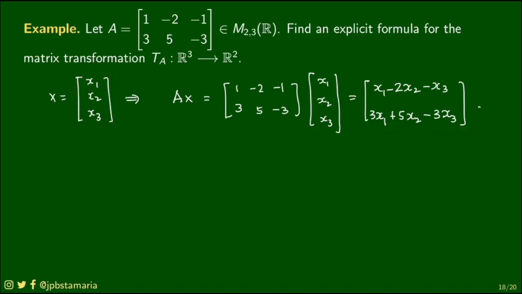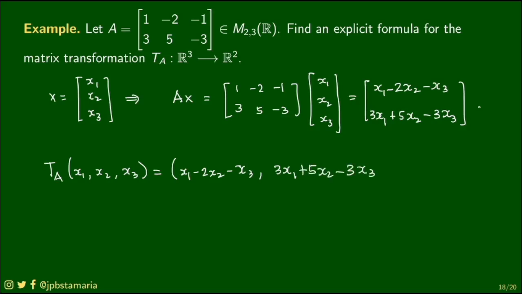Therefore, an explicit formula for TA, when you write x in the following form, so we use x1, x2, and x3, it is equal to the vector in R2 with the following formula. So you don't need to check. This will always be a linear transformation, or a function generated using this method will always be a linear transformation.